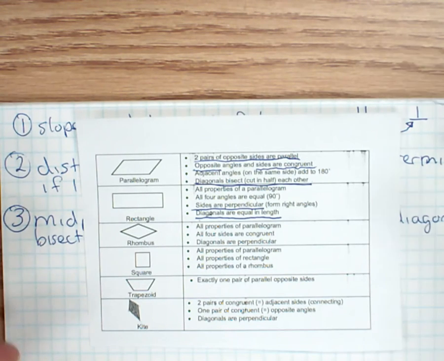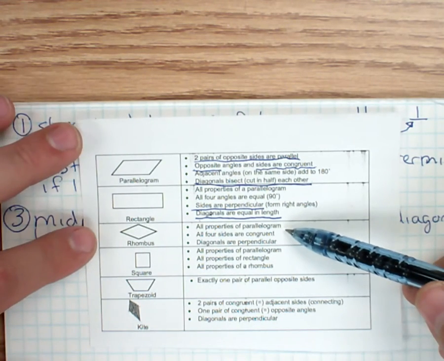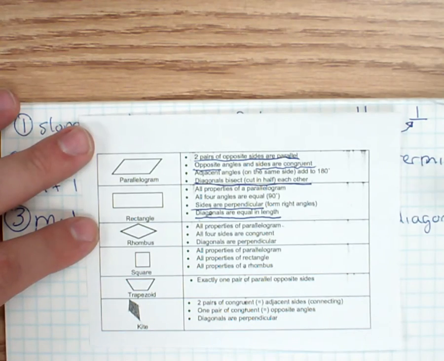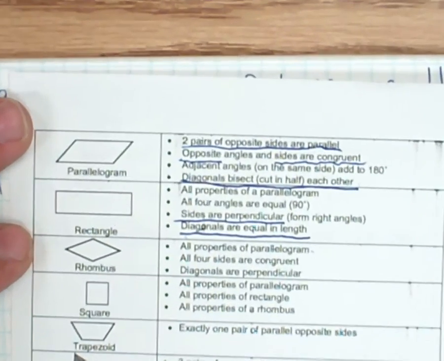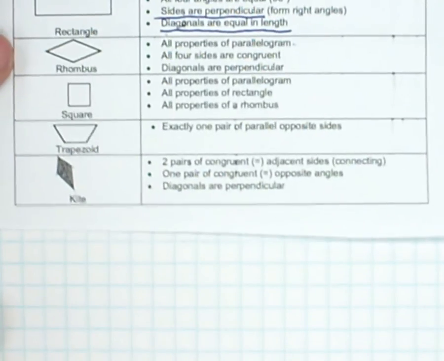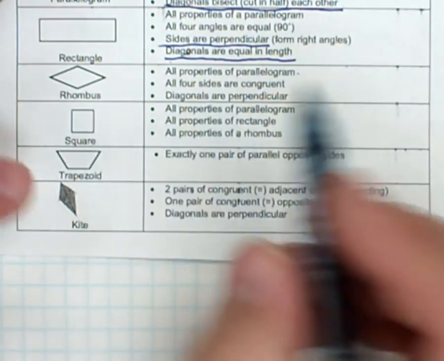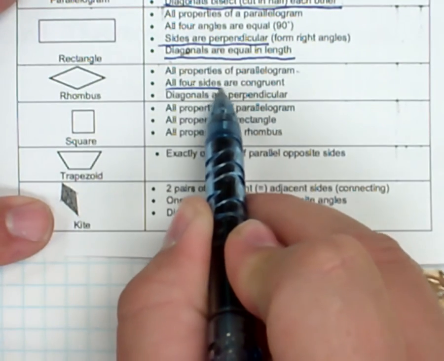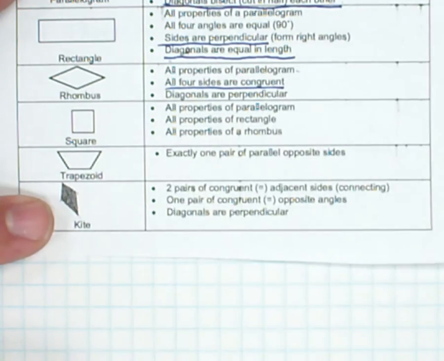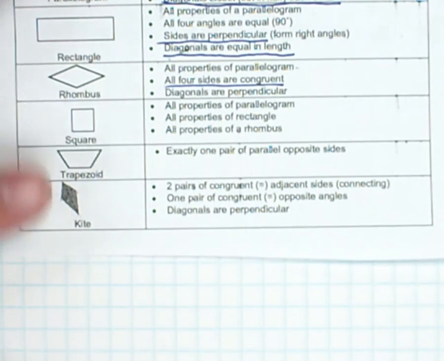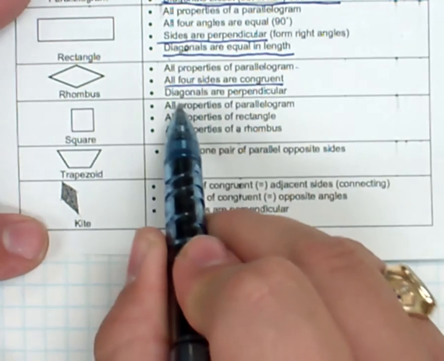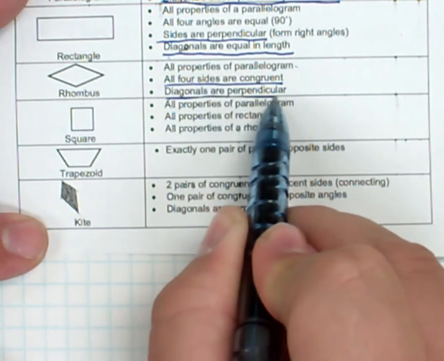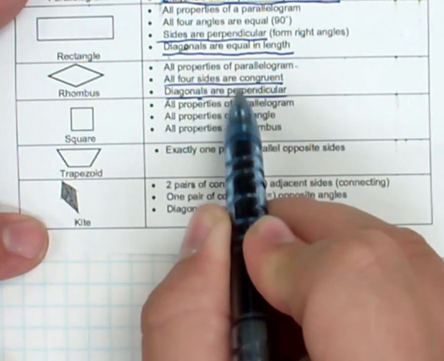Okay, all right, so now if we go on to a rhombus, it still has all the properties of a parallelogram. And here's what's special here. All four sides are congruent. And the diagonals are perpendicular. So once again, distance formula and using slope.